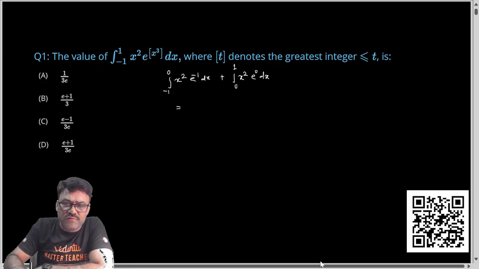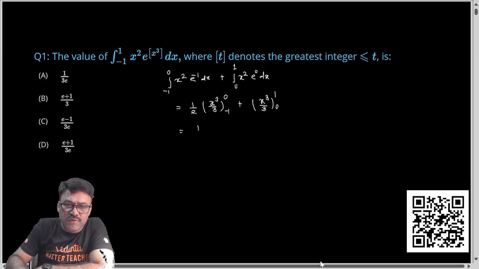Just integrate. e raised to -1 is 1 by e. Integration of x square is x cube by 3, from -1 to 0. And here e raised to 0 is 1. Again, integration of x square is x cube by 3. Here it is 0 to 1. Now just substitute the limits. So you will get 1 by 3e plus 1 by 3, or you can write it as (1 plus e) by 3e.